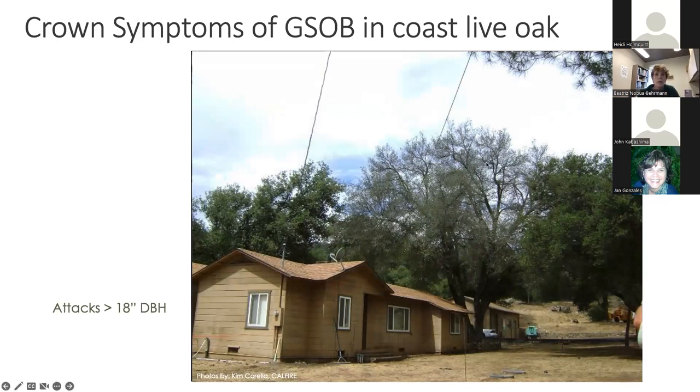In the picture over here, we see that the tree is starting to get the crown more thin and it's starting to show signs of decline. And then usually if the tree has any other thing that is affecting it, like root rot or drought or any other predisposing factor, then the tree might die even faster than that. But otherwise, we can have a tree slowly declining from 3 to 5 years until it finally succumbs to G-sub.